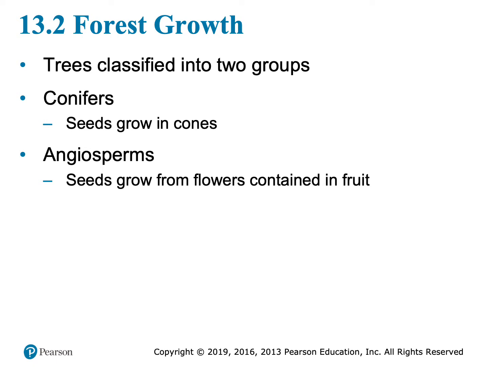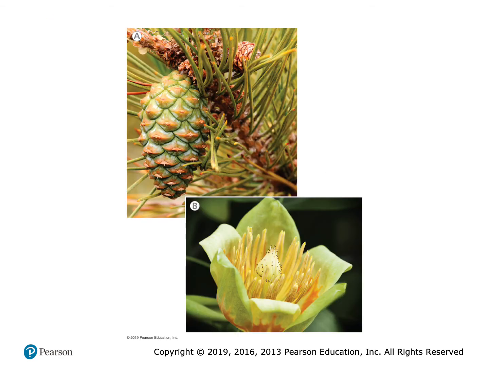The life of a tree begins as a seed. That's your first blank. Then as we move on, the seeds of conifers grow into cones, and the seeds of angiosperms grow in flowers that are eventually surrounded by fruit. So those are your next two blanks. Here's a look at an example of a conifer tree and also an angiosperm tree, such as a tulip poplar, where the seeds are produced in the flowers.